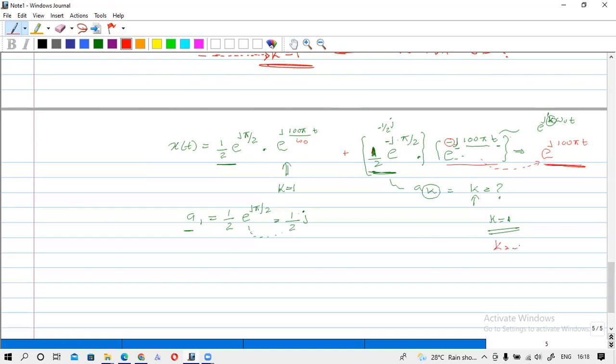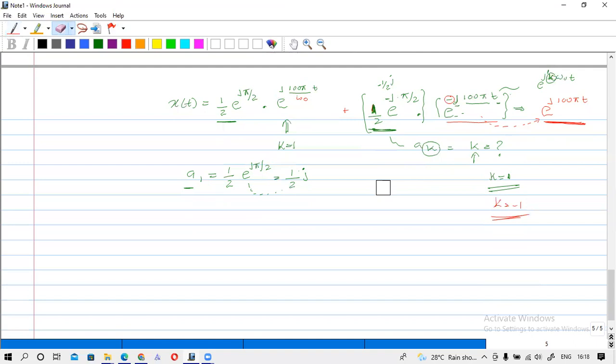K is equal to minus 1, no? In this case. Okay. So I will explain it again. I think other students didn't get it.